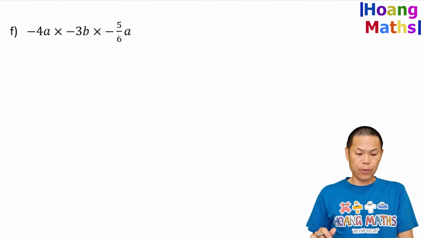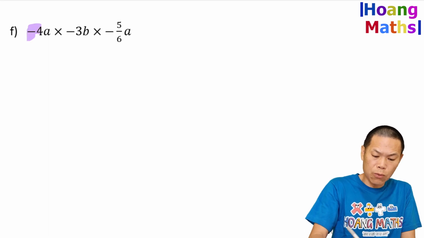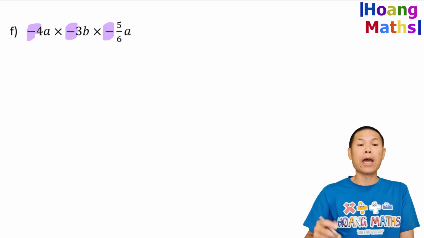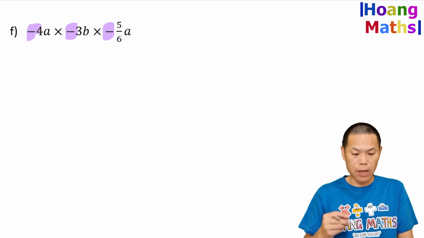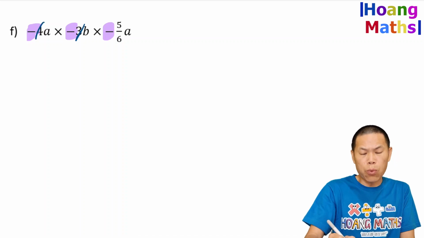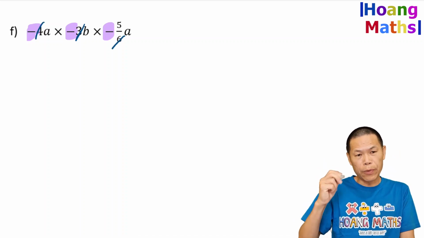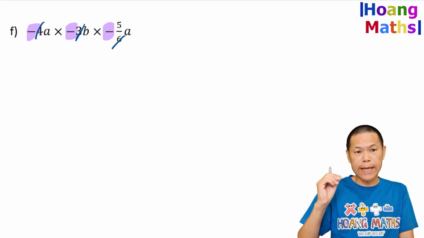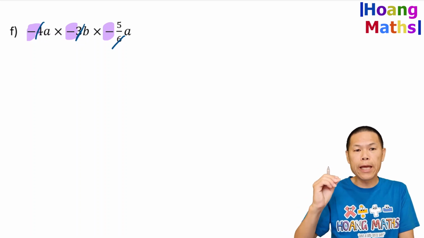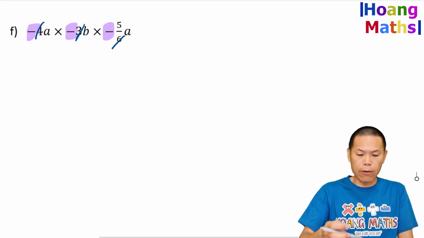Now part F. We have three negative numbers timed together. See, 1, 2, 3. And we know that the answer should be negative. Then we just go 3 here, and then we times with this 4, which gives me 12. And 12 divided by 6 gives me 2, and 2 times 5 is 10. So the answer should be negative 10.